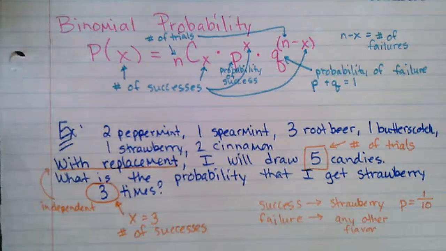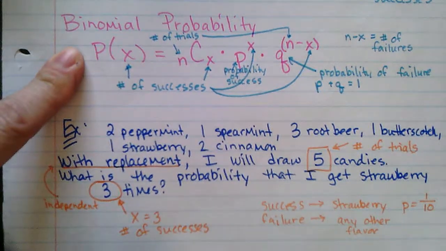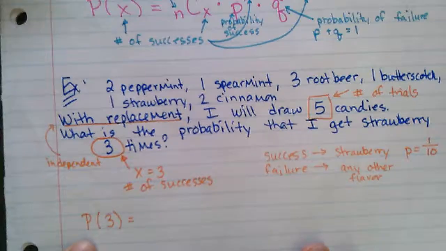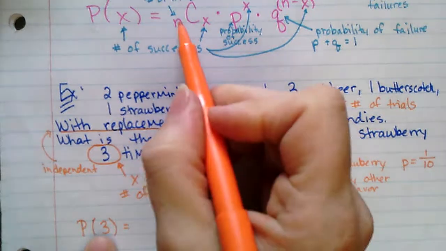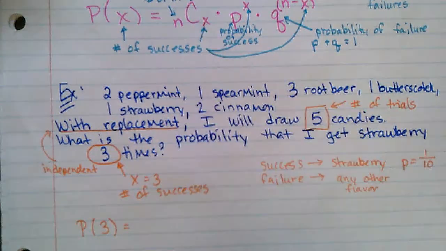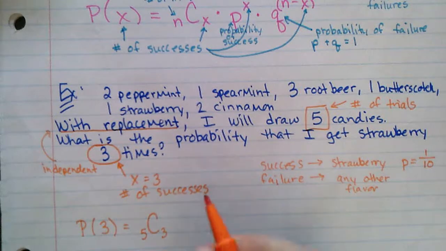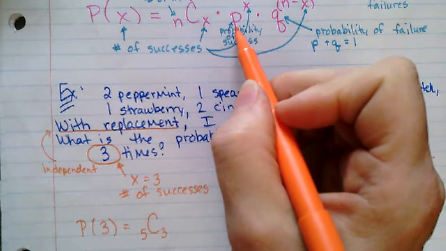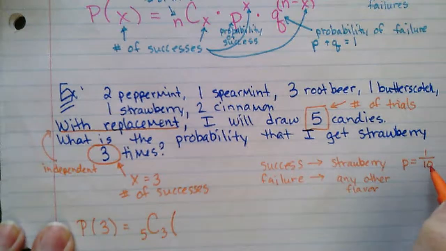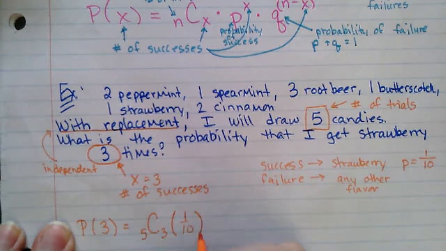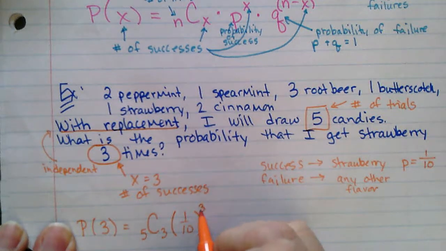So to figure out my binomial probability, I want the probability that I get 3 strawberry candies. So the number of successes is 3. Then I have the number of trials, C, the number of successes. There are 5 trials. I want 3 successes. So 5 C 3. And then I'm going to take the probability of success raised to the power of the number of successes. Probability of success was 1/10. The number of successes was 3.